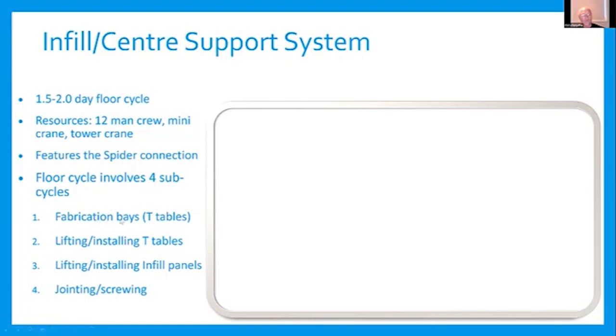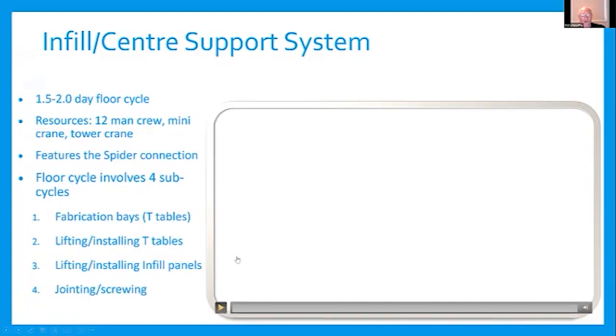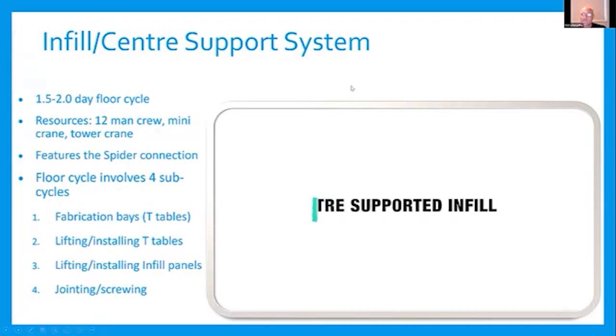One was fabricating bays outside the footprint of the floor plate. And we refer to those as T-tables because they've got legs down the middle or columns with the spider connector on top. Then we lifted those large assemblies into place on site. Then we did that for all of the T-tables. Then we put our infill panels in, and then finally jointing and screwing. I'll just click the video and hopefully we're in business here.